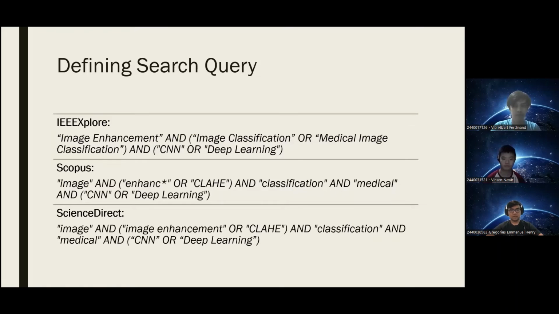Next, we searched for publications on 3 internationally accepted databases, IEEE Explore, Scopus, and Science Direct. The search queries consisted of 3 main parts. The first part ensures that image enhancement is used in the publication. The second part aims to find publications that classify medical images. A more general keyword, image classification, was added to gather publications that do not explicitly mention medical as their keywords. The last part ensures that the gathered publications use CNN as the classification approach.